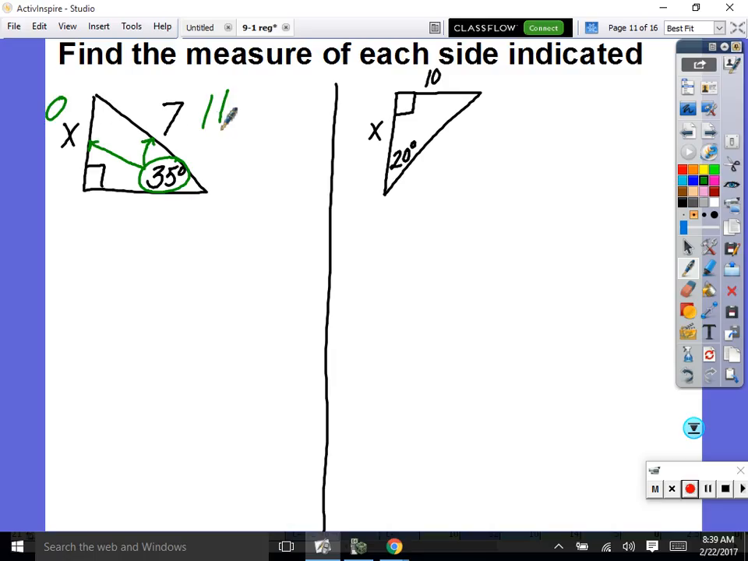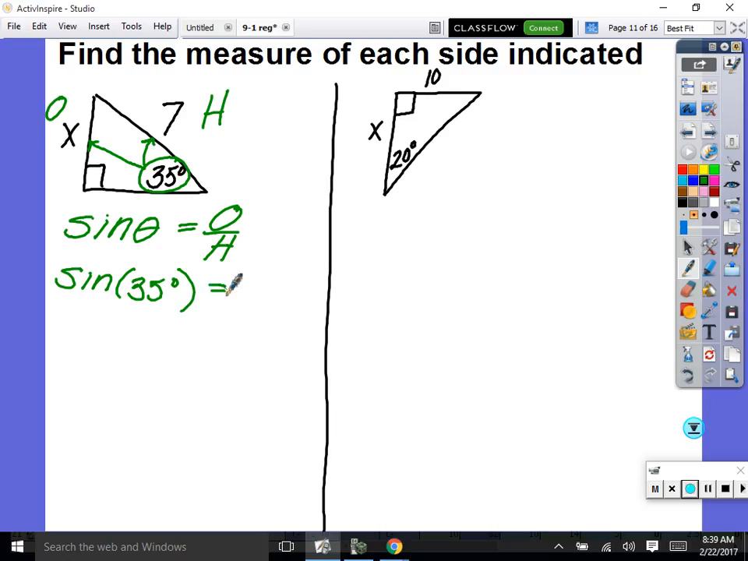Opposite and hypotenuse. Which trig ratio do we have here then? So look, the statement is sine of theta equals opposite over hypotenuse. Now all we have to do is plug in everything we know. We have sine, we know theta is 35 degrees. Does everybody understand? Equals opposite, which is x, over hypotenuse, which is 7.